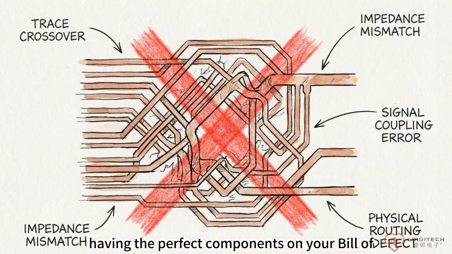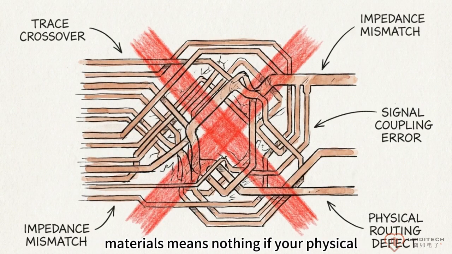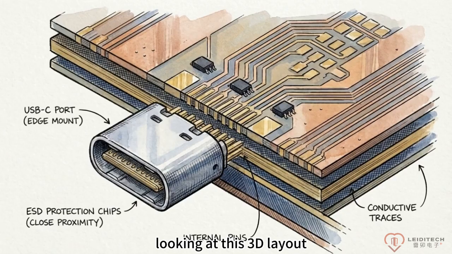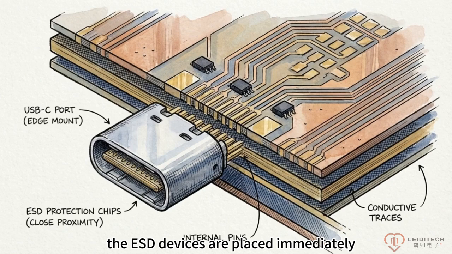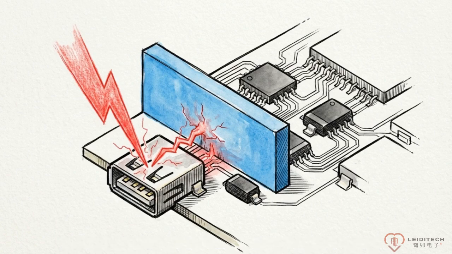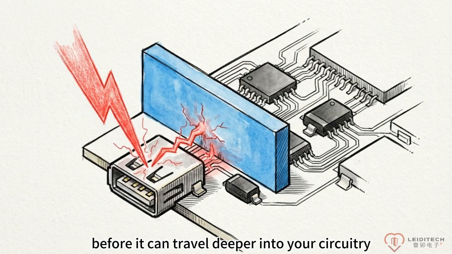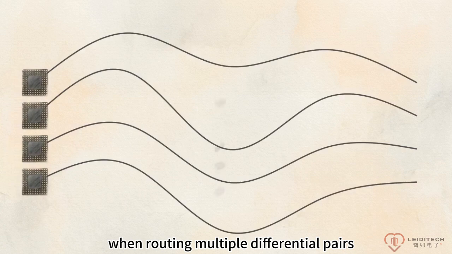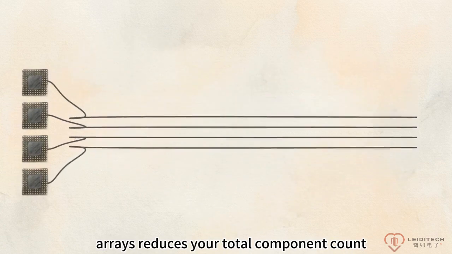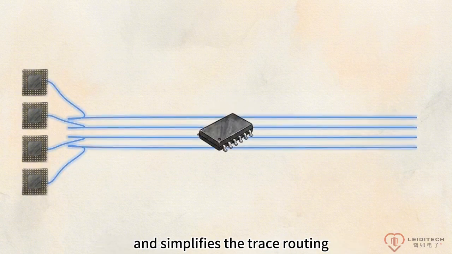Having the perfect components on your bill of materials means nothing if your physical printed circuit board layout is flawed. Looking at this 3D layout, the ESD devices are placed immediately adjacent to the interface connector. You must intercept the energy at the edge of the board before it can travel deeper into your circuitry. When routing multiple differential pairs, utilizing multi-channel integrated ESD arrays reduces your total component count and simplifies the trace routing.